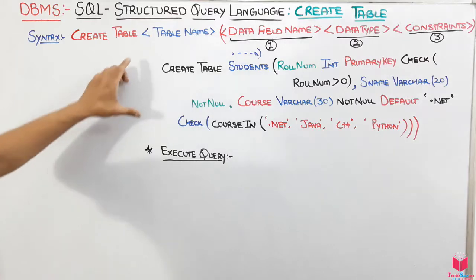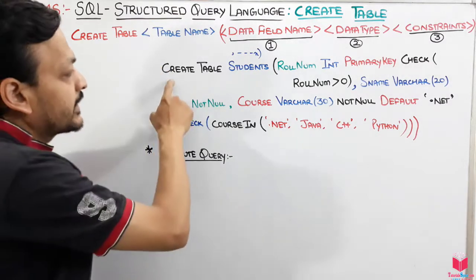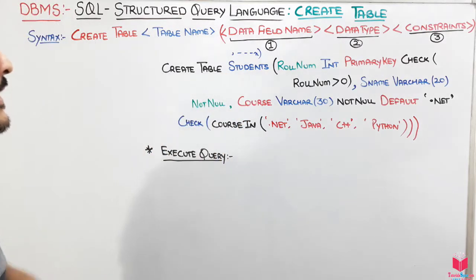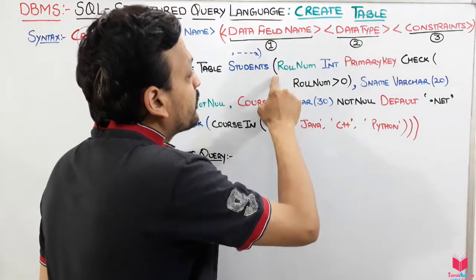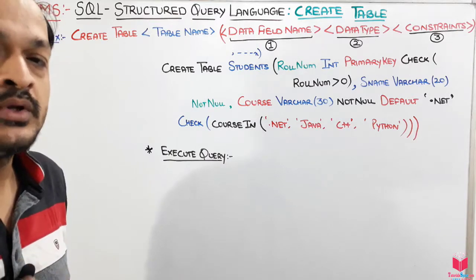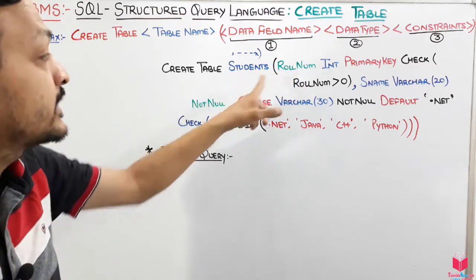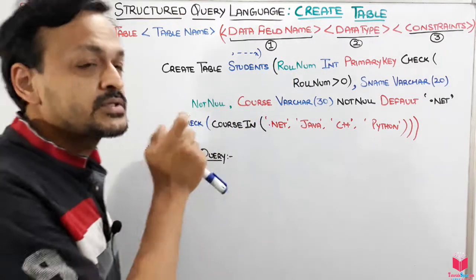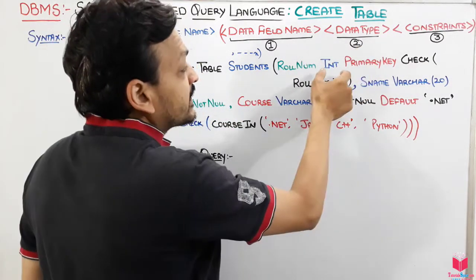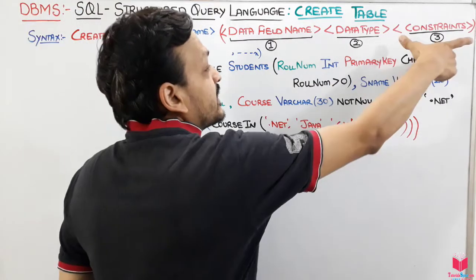Now see, this is the main query, CREATE TABLE. Then I have given a table name, that is students. Clear? Then after that open the bracket and we write the first field name which we want to use. This is roll number, the attribute of that table. After that we write the data type. The data type is int, integer.